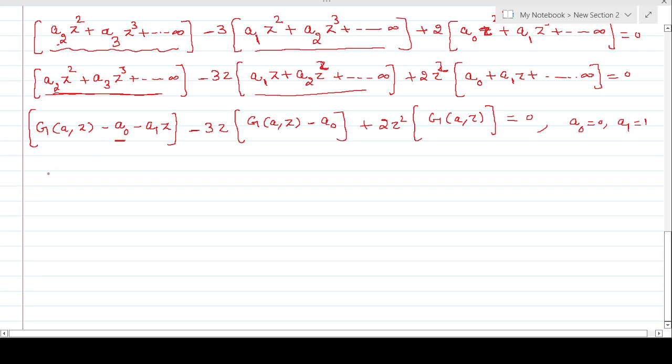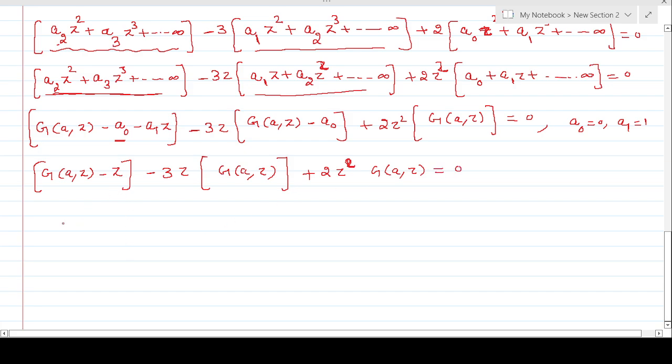So a0 value is 0, and a1 is 1. So it is G(z) minus 3z G(z), a0 value is 0, plus 2z square G(z), and this is equal to 0.